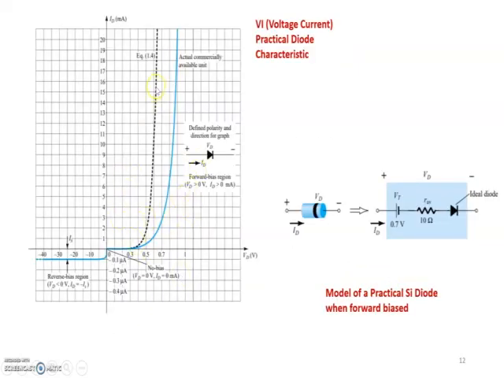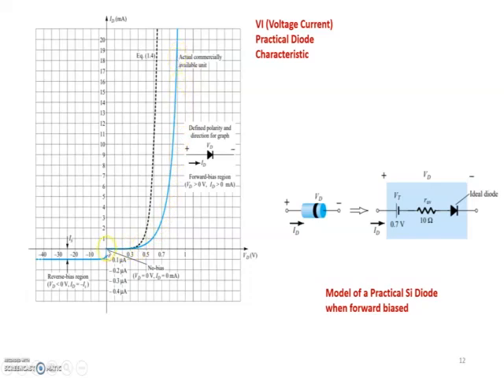But this is the ideal diode; the practical diode is different, right? In a practical diode, what happens? We have to overcome the barrier potential for conduction to happen. So when I forward bias, I should give a voltage which is greater than the built-in barrier potential. Then only I can see my diode will conduct.